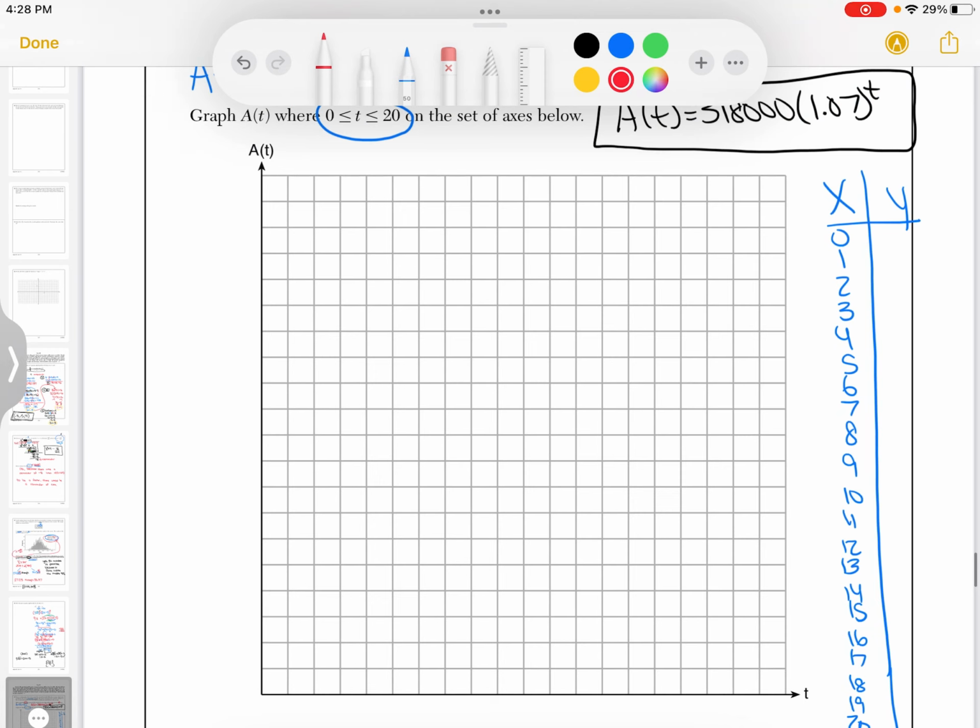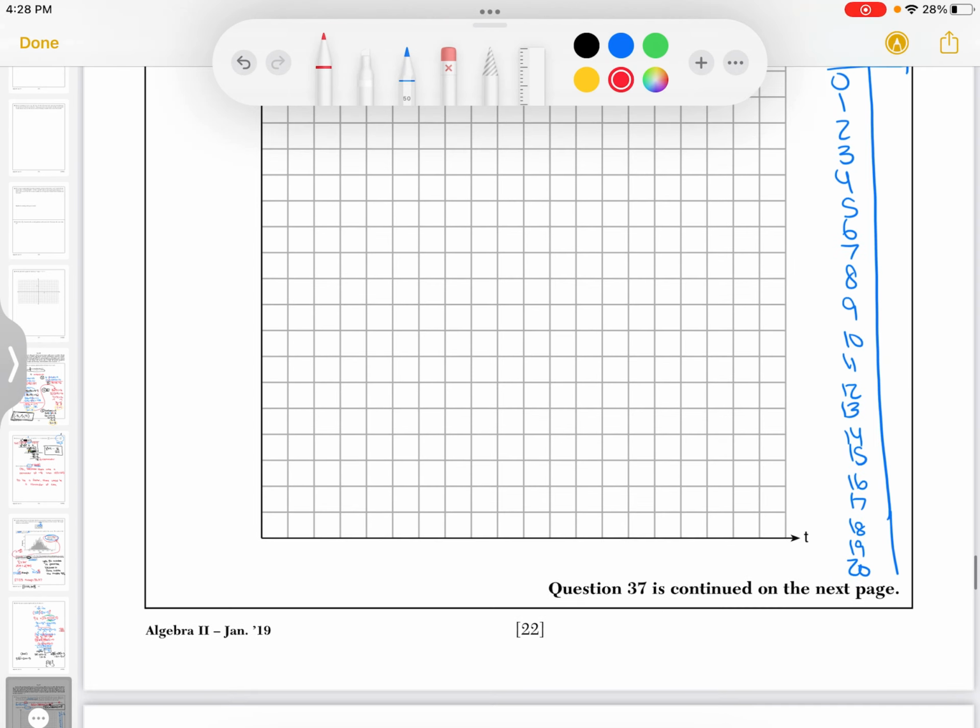Good times. Graphing it from 0 to 20. Now, that means that my x-axis needs to go from 0 to 20. You want to count out your boxes first. I already did. You can trust me. There are 20, so I'm going to label these all the way to 20.